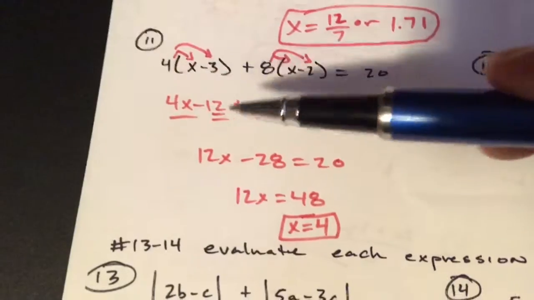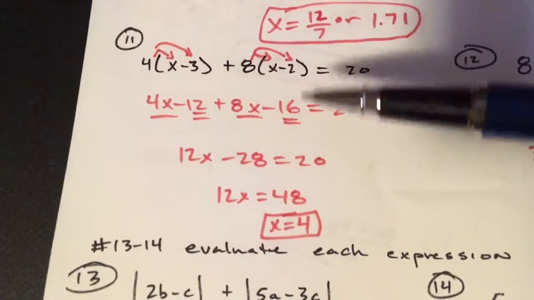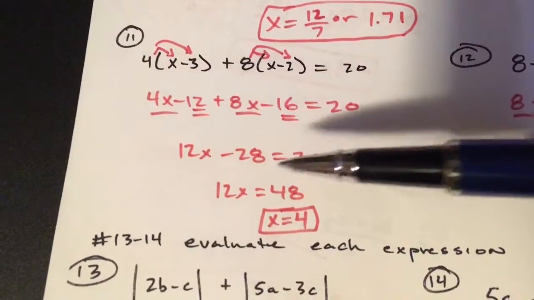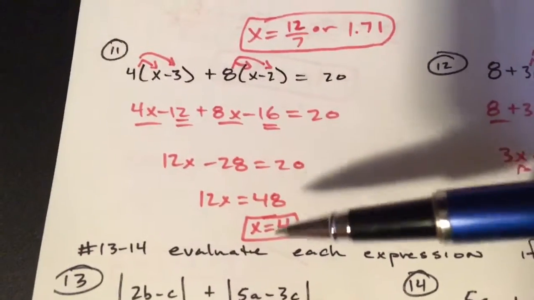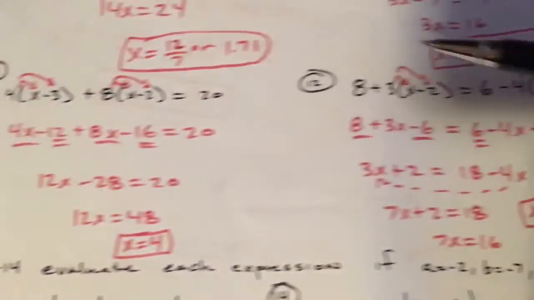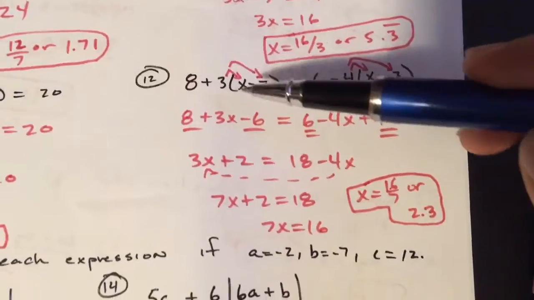Distribute here. 4x minus 12 plus 8x minus 16 is 20. Combine like terms. 12x minus 28 is 20. Add 28 to the other side and divide by 12. You get a nice answer here of x is 4. All right, take your time here.